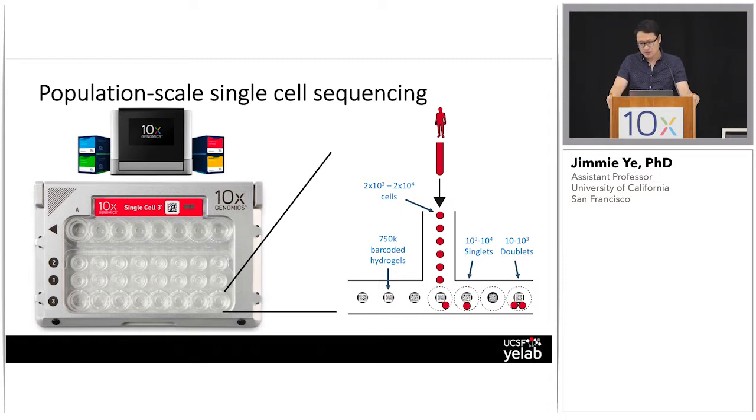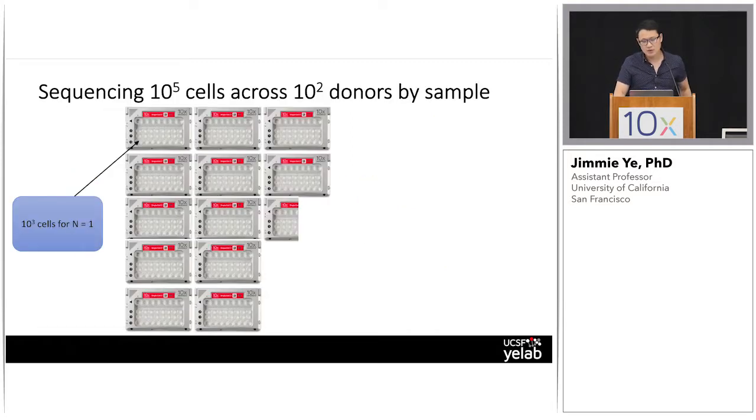At doublet rates that are between 1% to 10%, and the doublet rate increases linearly as the number of cells that you want to sequence. So as a thought exercise, suppose that we want to build an immune cell census over 100 donors. We want to get 1,000 cells per donor. One way to perform this experiment is by loading one sample per well, targeting 1,000 cells.